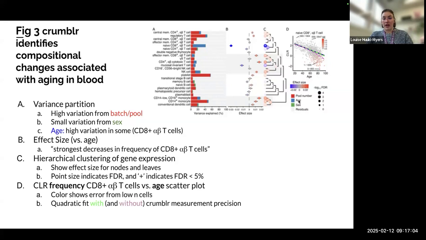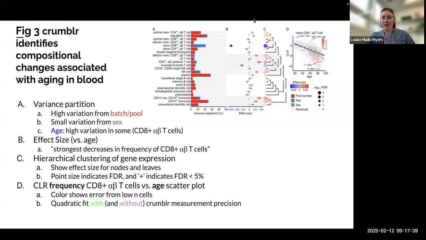For age, which is more the biological question, we see that it has a large effect size in a few of these, namely naive CD8 plus alpha beta T cell, which has a large blue bar. So we know that age probably explains a lot of that variance. There are a couple of others that have a higher age percentage. We can also see that sex accounts for some of the variance in these cell types, but age in this cell type is what we're going to focus on.